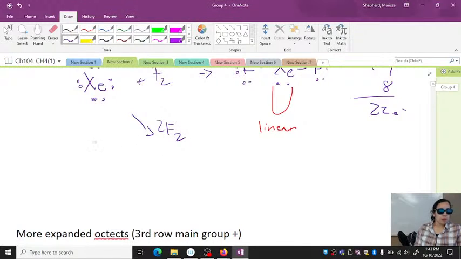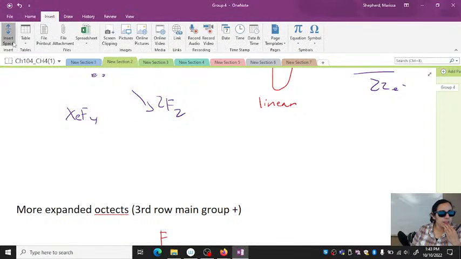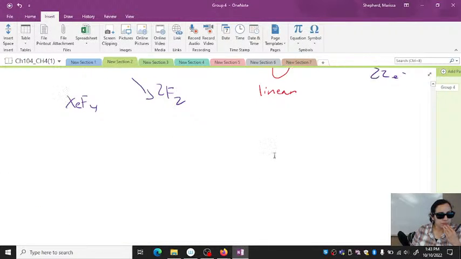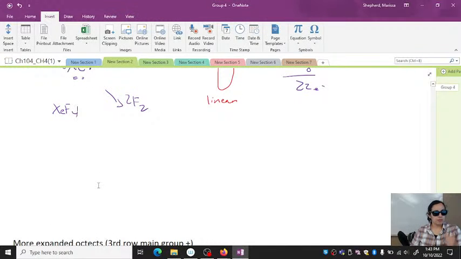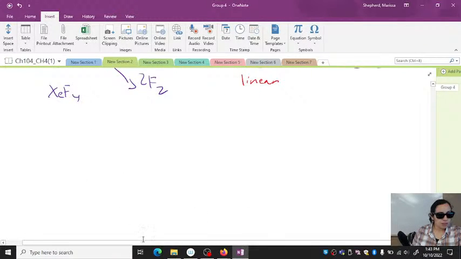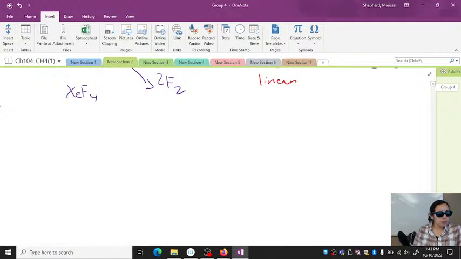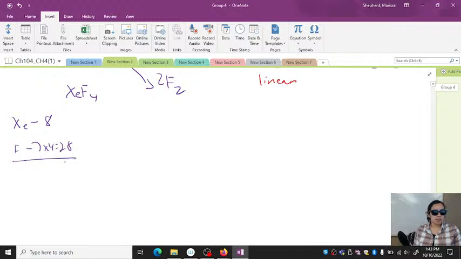So if we put xenon tetrafluoride, let's guess what that would look like. So again, do your accounting. Just start sketching it out. So 7 times 4, so we have 28 plus 8. So how many electrons? 36.